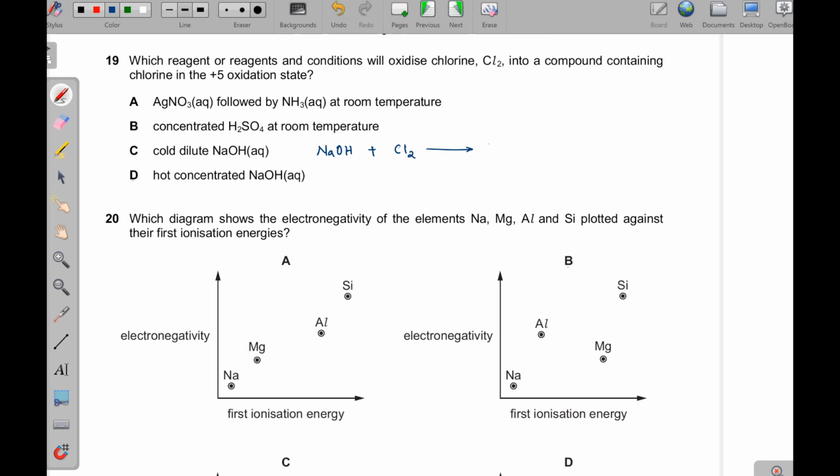hydroxide, you are going to get sodium chloride, then sodium chlorate(I), and then we shall also have water. Then when it is reacting with hot concentrated sodium hydroxide, we are going to get again sodium chloride, plus sodium chlorate, and then water.